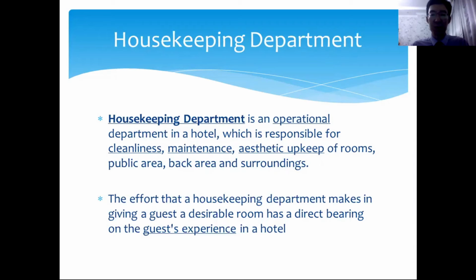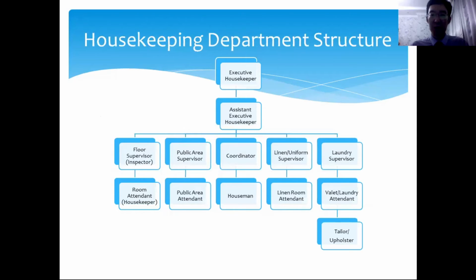A housekeeping department is an operational department of the hotel. Hotels and other organizations usually have different operational departments, and the housekeeping department is one of the main ones. As we know, the core product of a hotel is accommodation, and in order to make sure that accommodation is of high quality, we have the housekeeping department. But it actually consists of different sub-departments and subdivisions. Here we have a listed structure of them.